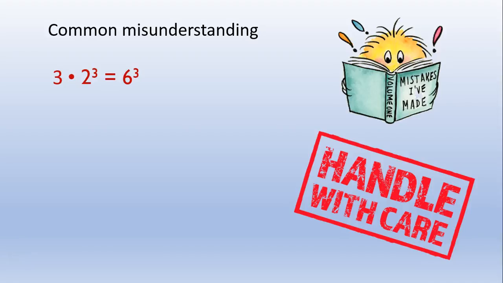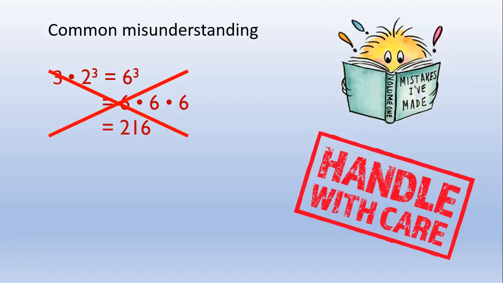Here's the first common misunderstanding, that something like 3 times 2 to the 3rd power is the same thing as 6 to the 3rd power. Now, if we believe that, then we could say that 3 times 2 to the 3rd power is equal to 216. It definitely isn't, and here's the reason why.